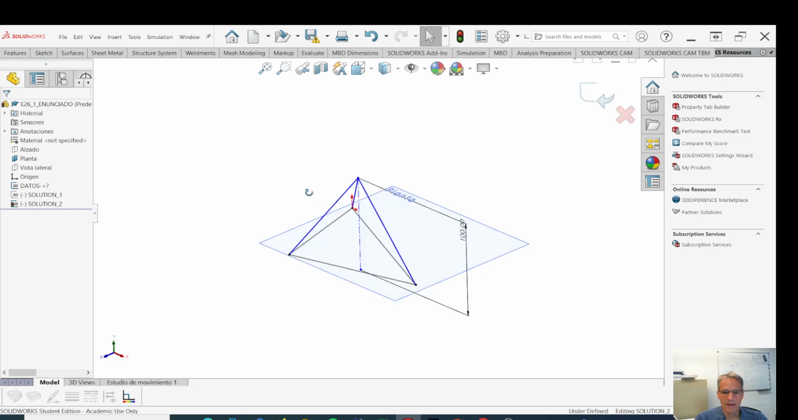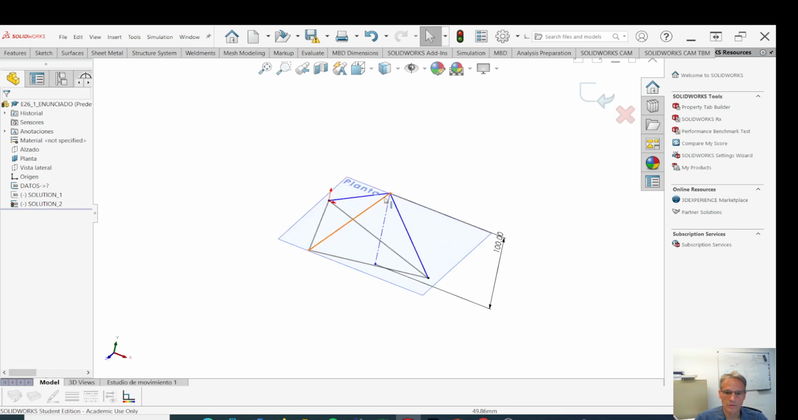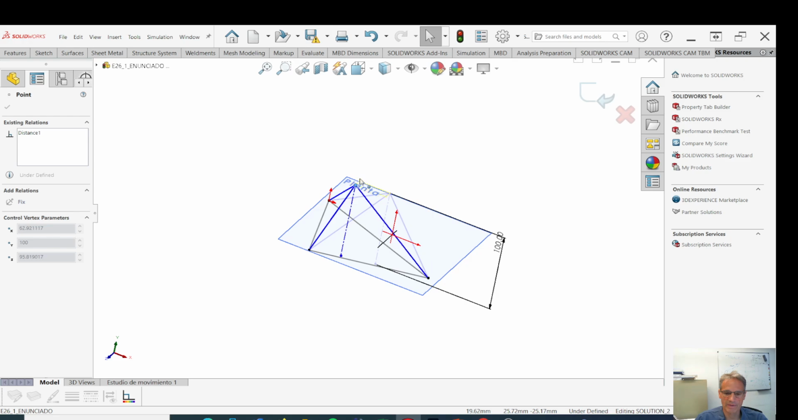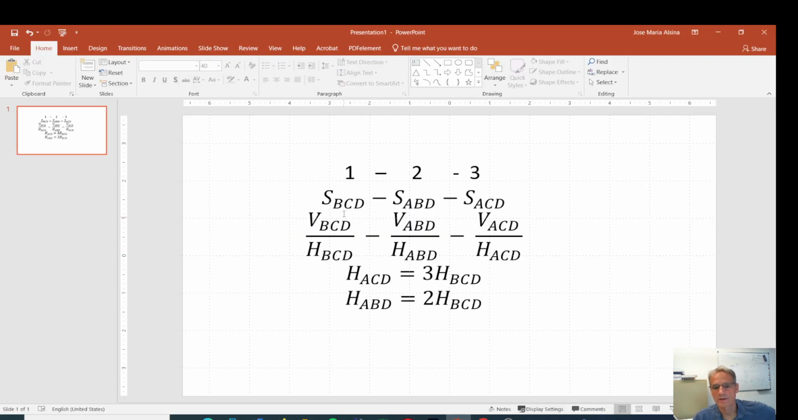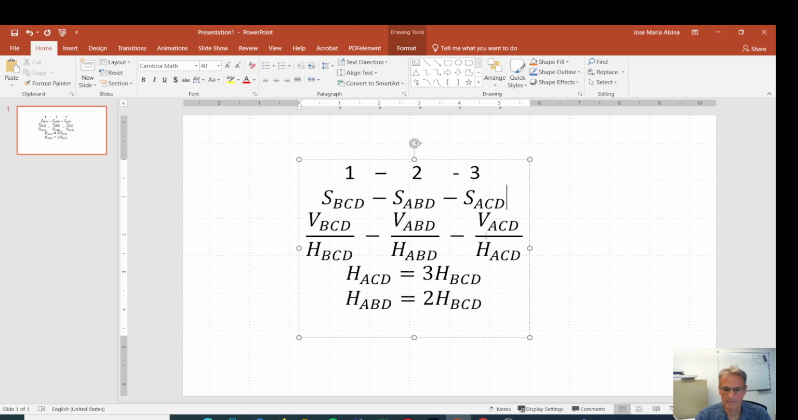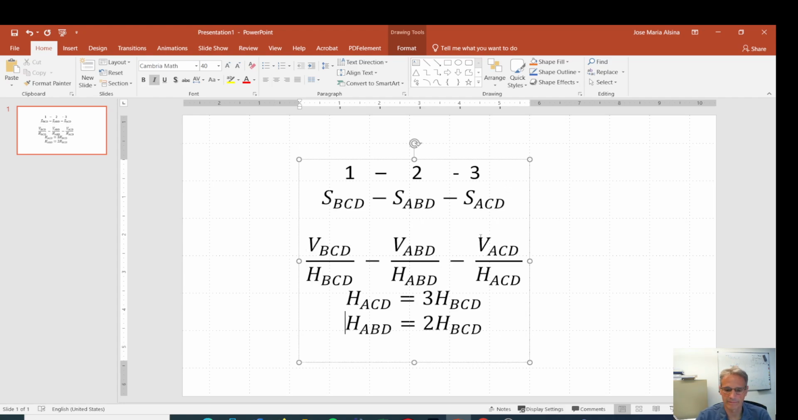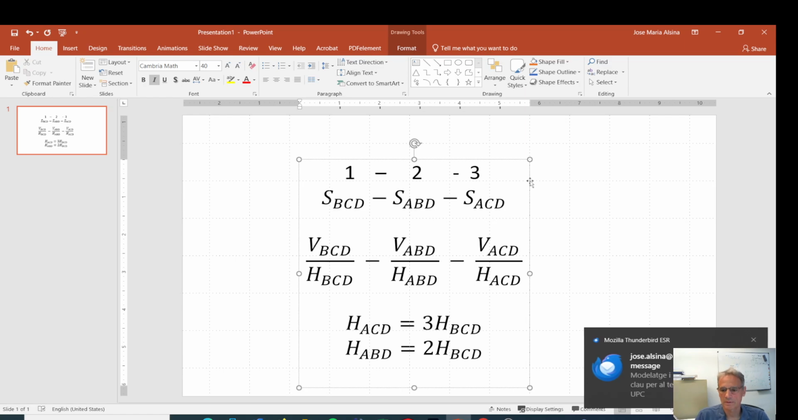Okay, and now I have to do the same. However, what I'm going to do is something a bit different. I wrote the equations here. Maybe, I don't know if they are very clear or not.